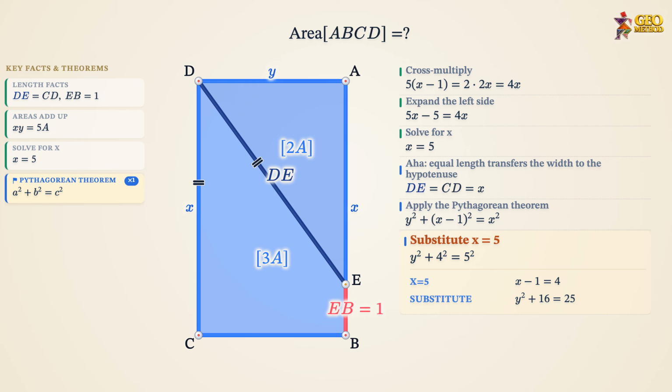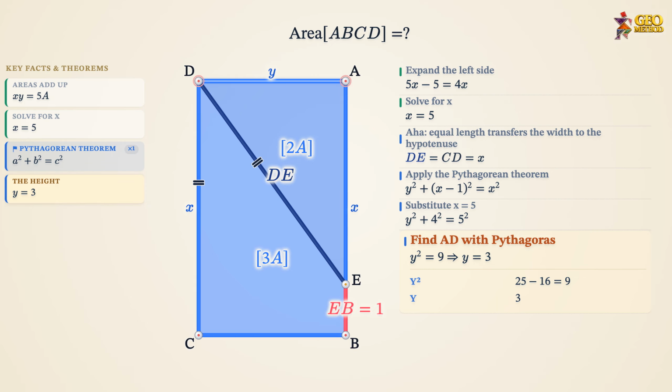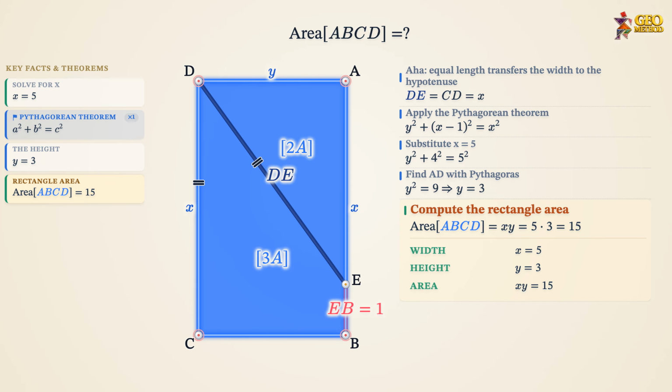We already know x is 5, so x minus 1 is 4. Substituting, y squared plus 4 squared equals 5 squared, that is y squared plus 16 equals 25. Subtract 16 from both sides to get y squared equals 9, and taking the positive root gives y equals 3. So the height is 3. Now we have both sides. The blue rectangle's area is width times height, 5 times 3, which is 15.